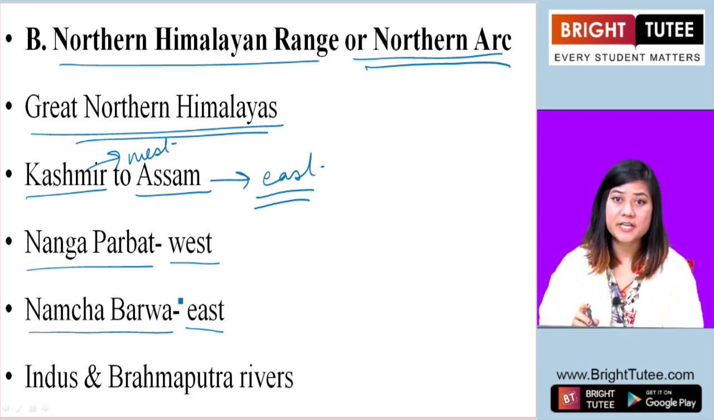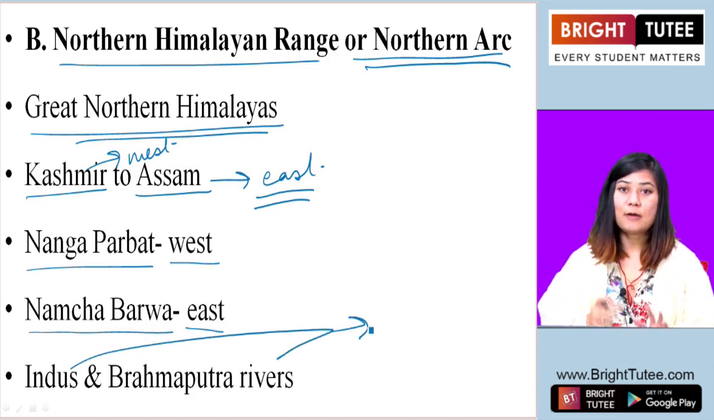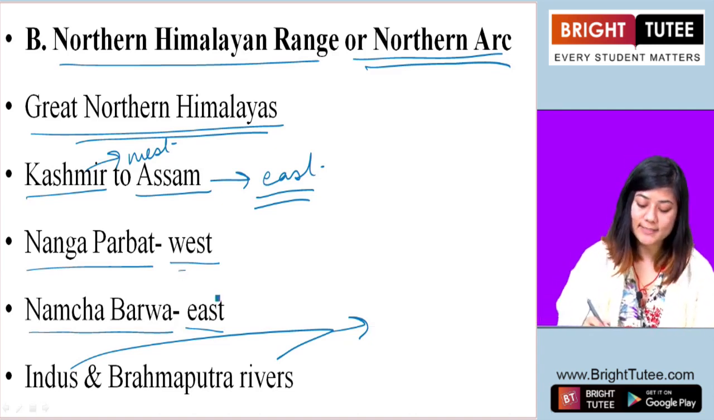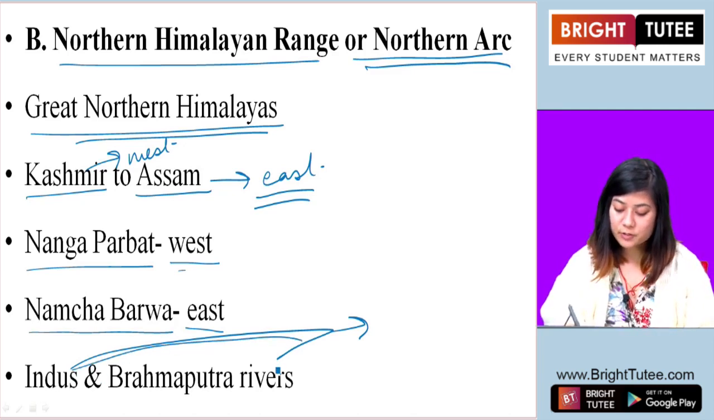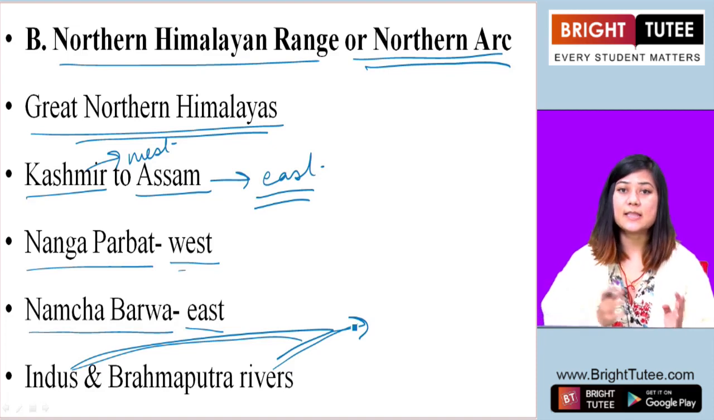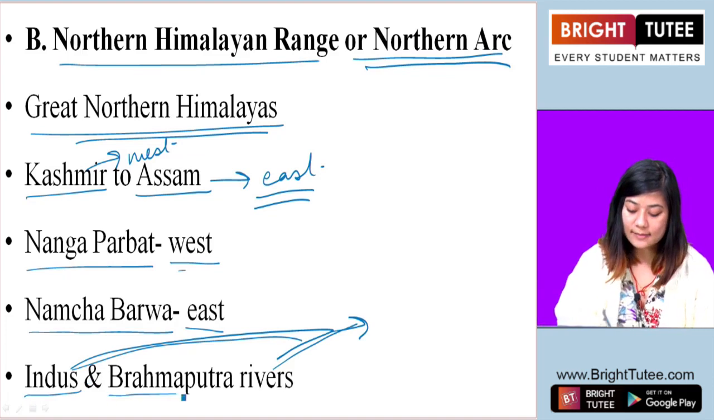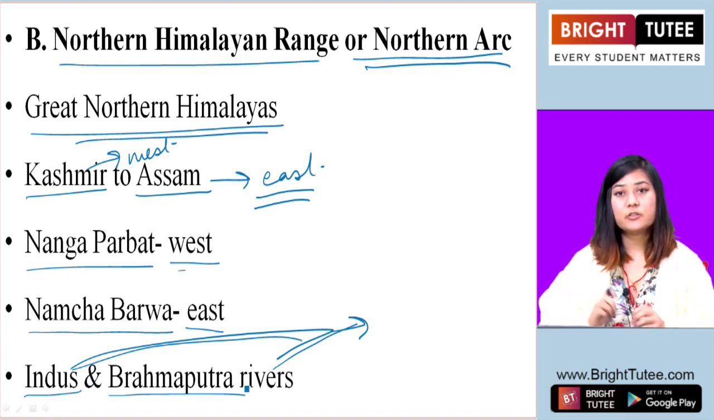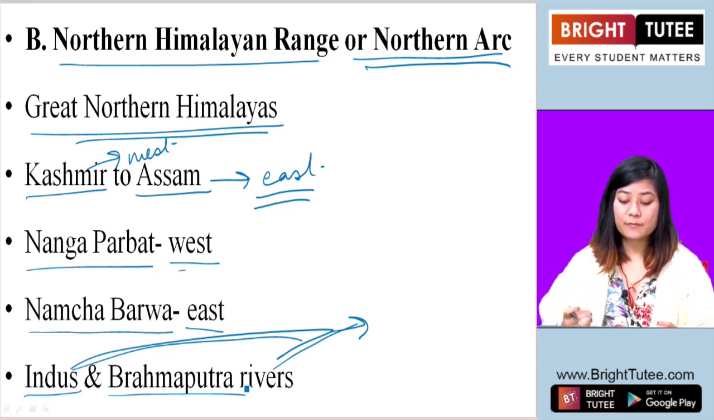Apart from these mountain ranges, two important rivers. Like the mountain ranges which border the west and the eastern part of this Great Northern Himalayan range, there are two rivers which also border it in the east as well as in the west. They are the Indus River and the Brahmaputra River. These two rivers are important rivers which border and also constitute this central or Great Northern Himalayan range.